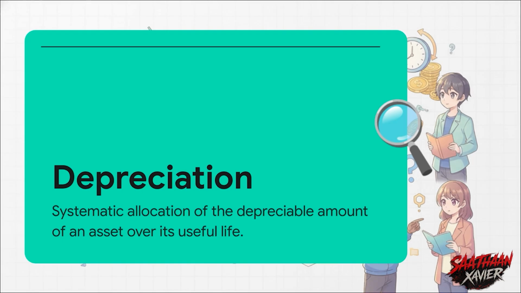As per the Companies Act, depreciation is the systematic allocation of the depreciable amount of an asset over its useful life. It just systematically spreads that massive upfront cost across the periods the asset is actually helping us earn money. A really important thing to remember here. It's not about guessing the market value of the asset. It is strictly a process of allocating its original cost.